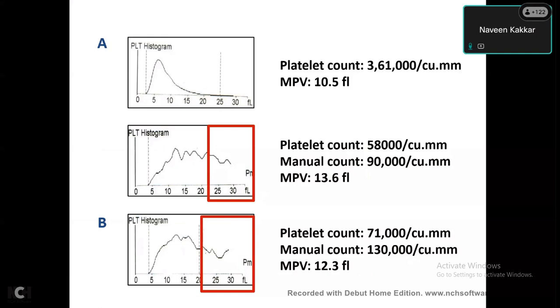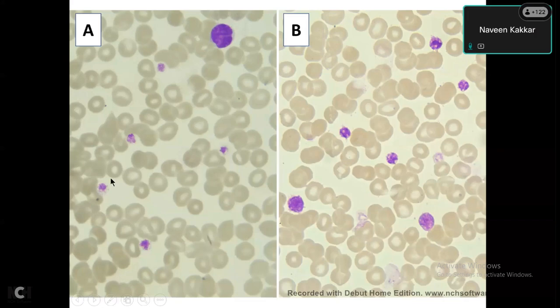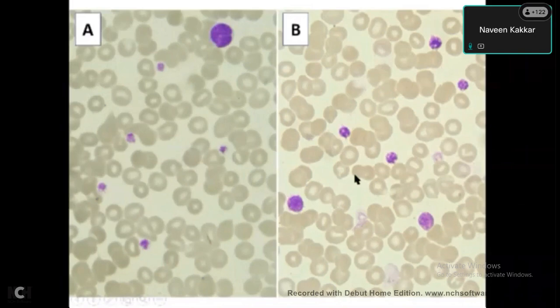So again, the point is look at your histograms carefully. If they are normal and still with thrombocytopenia, more believable. But if they are like this, you will need to make a smear and correct your counts. So the last case, if you look, this is the normal platelet count, the normal appearance of platelets, small, and look at the platelets here. Some are even larger than RBCs. So they will not be counted in your usual analyzers.